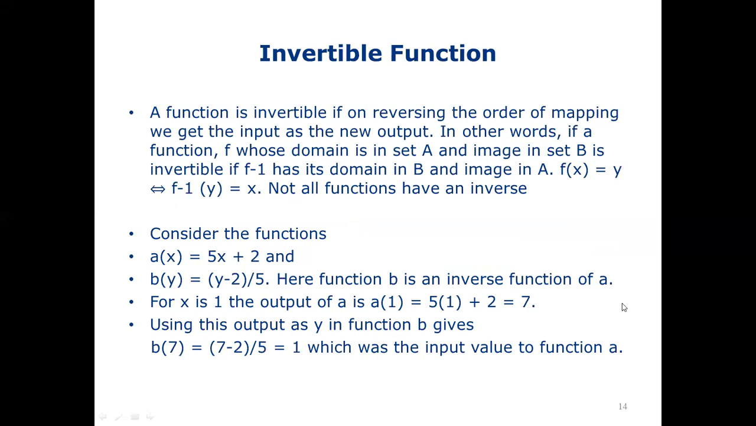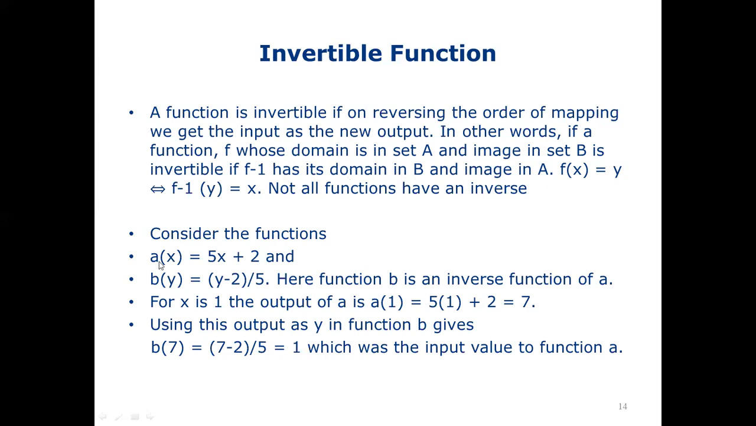Invertible function: if on reversing the order of mapping, we get the input as the new output. That means just change the order. Now, in other words, suppose function f whose domain is in set A and image in set B is invertible if f inverse has its domain in B and image in A.